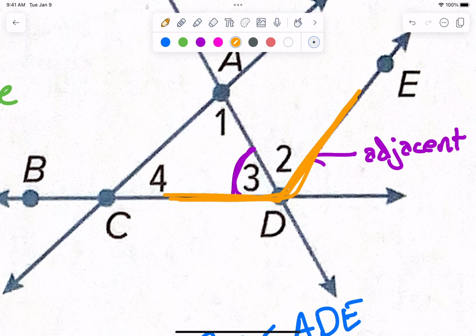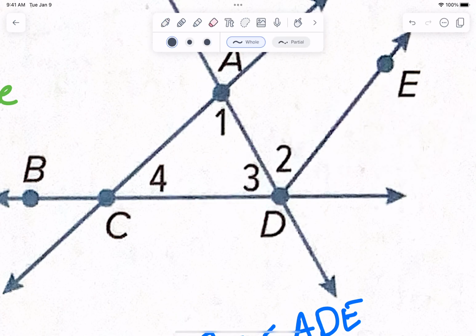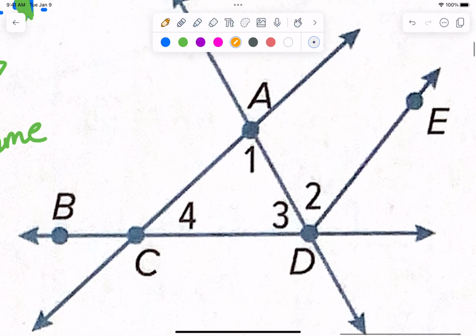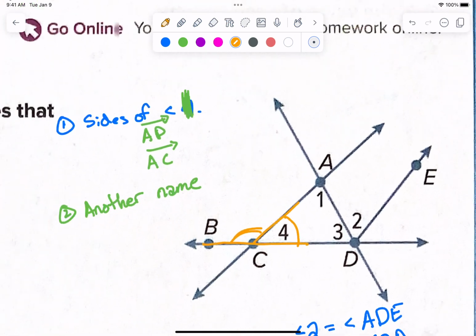Do we have any linear pairs up here? There are, but they're not marked. So like angle 4 has a linear pair with this angle right here, right? Like those two are a linear pair, but they're not marked. I don't think any of them are exactly marked. Okay? Got it? Makes sense?